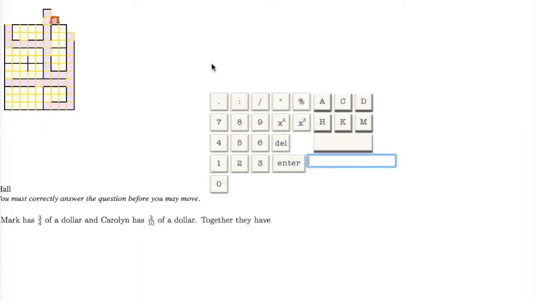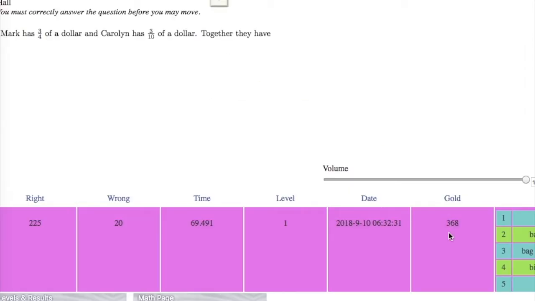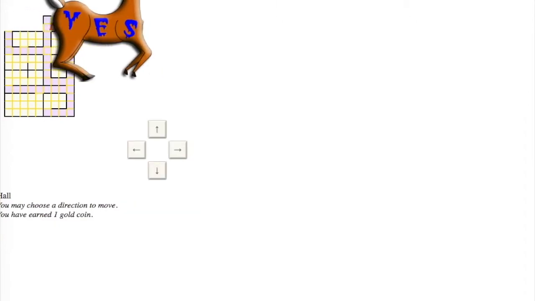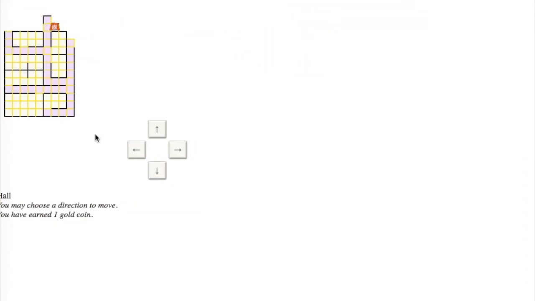What happens if you get a question wrong? If you get a question wrong, let's say I put 78. Okay, you lose a point. If that answer was incorrect, you have lost a gold coin. And then you have to press OK. If you press OK, you can go on and answer 5. Like that. Okay, and I answered correctly, so I get a gold coin.